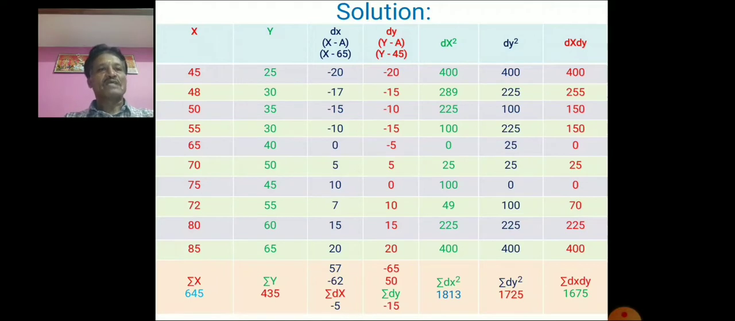If it is the same sign, the value is positive. If it is an opposite sign, the value is negative, so you put a negative sign. Okay, so now we have estimated all the values.